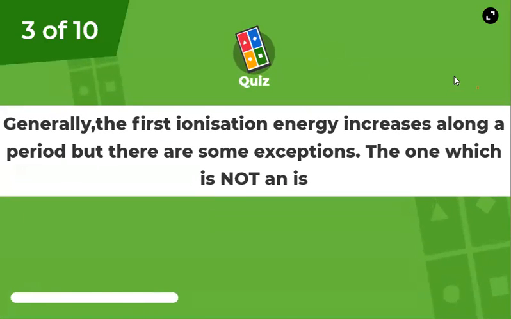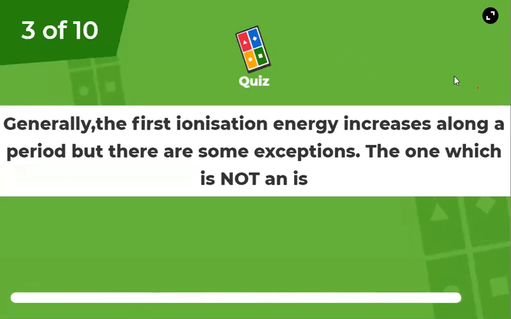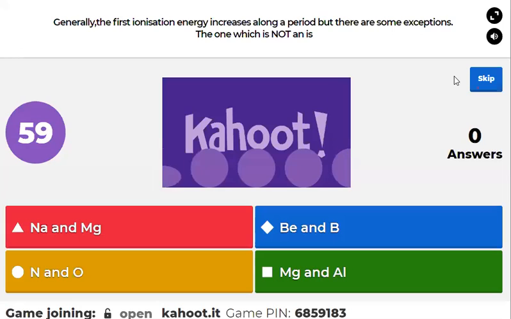Generally, the first ionization energy increases along a period, but there are some exceptions. The one in which, which is not an exception? Think about it, everyone.